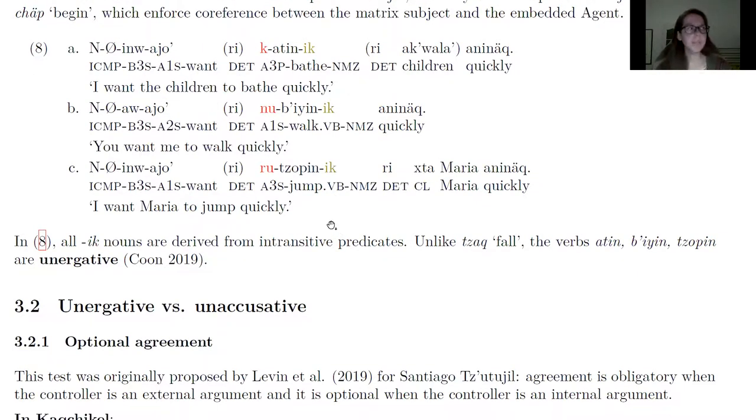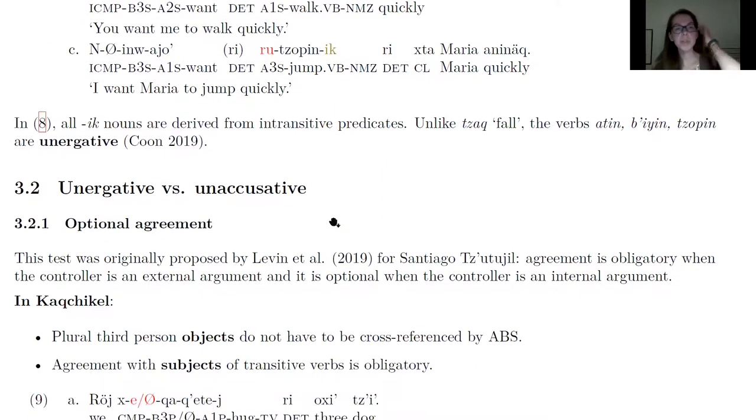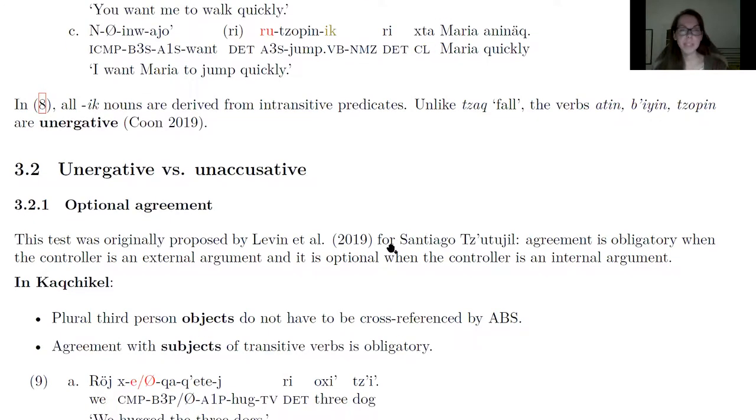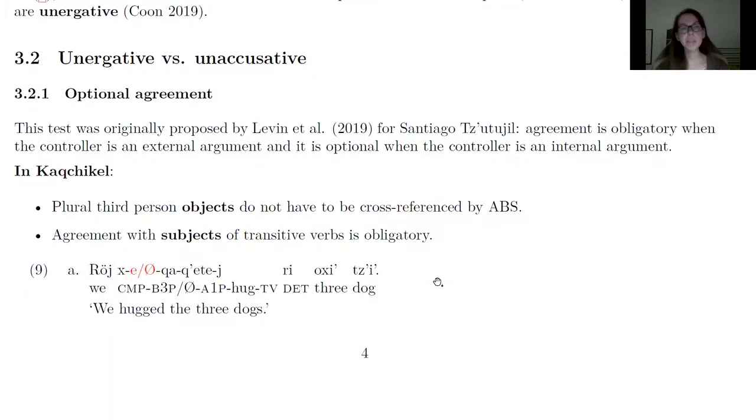There is not that much support for that in the Mayanist literature, but we found two diagnostics that can be applied here and that show that this is indeed the case, that these verbs are ergative. So the first one is the optional agreement test, originally proposed for Santiago Tsutujil, another Mayan language. And the empirical observation behind this test is that plural third person objects are only optionally cross-referenced by the absolutive marker, while agreement with subjects of transitive verbs is obligatory.